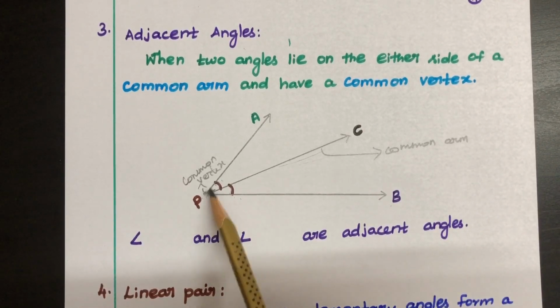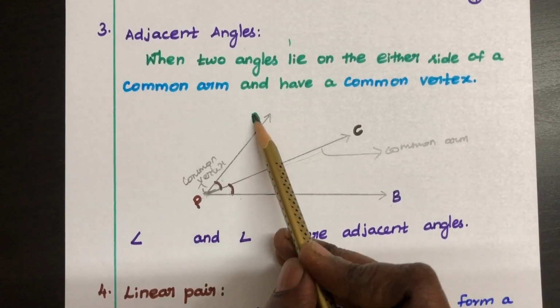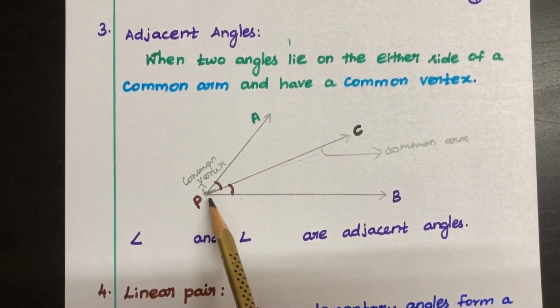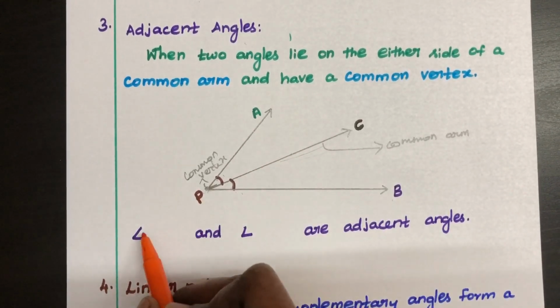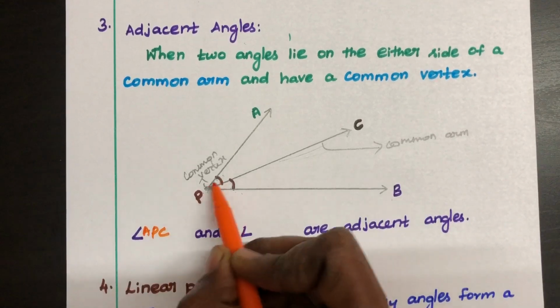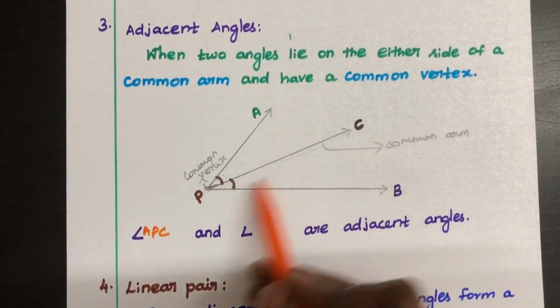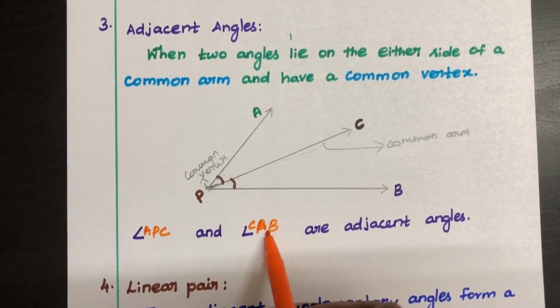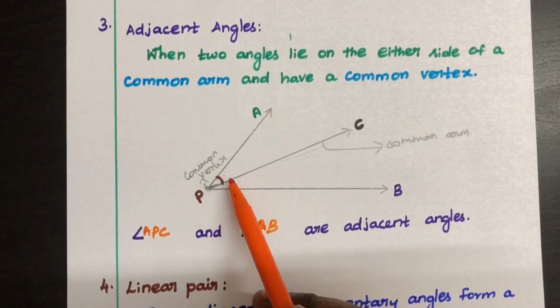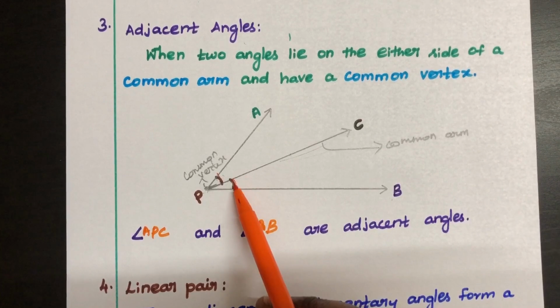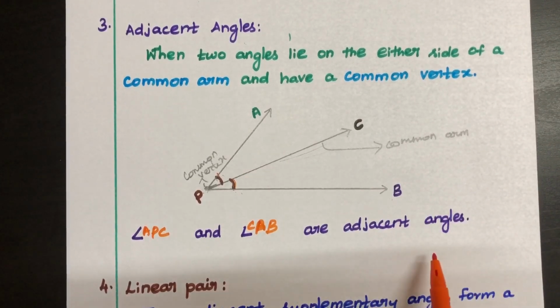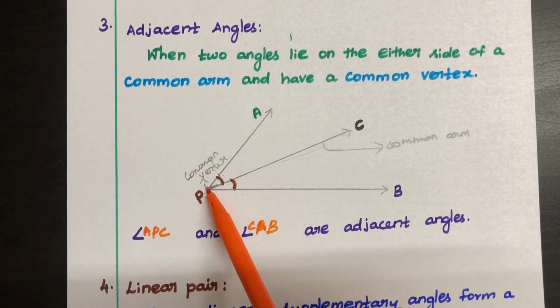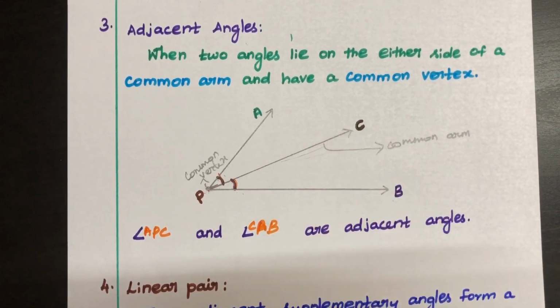This point P is the common vertex for APC, and APC is one angle, correct? Similarly, CPB. These two angles formed here are called adjacent angles. The main important rule for adjacent angles is that they should have a common vertex and a common arm. That's all.